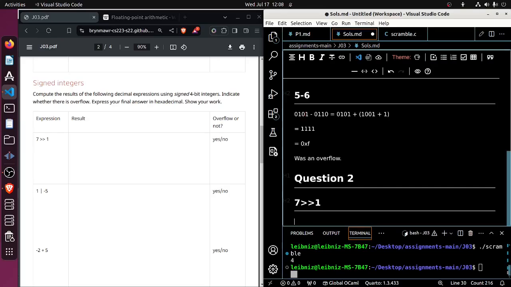So we want to go ahead and write the number 7, which in signed integers, because we want it to be positive, is 0, and then if you think of that as the fours place, we have a 4, we have another 2, and another 1. So there is the number 7, and we're going to right shift it by 1.